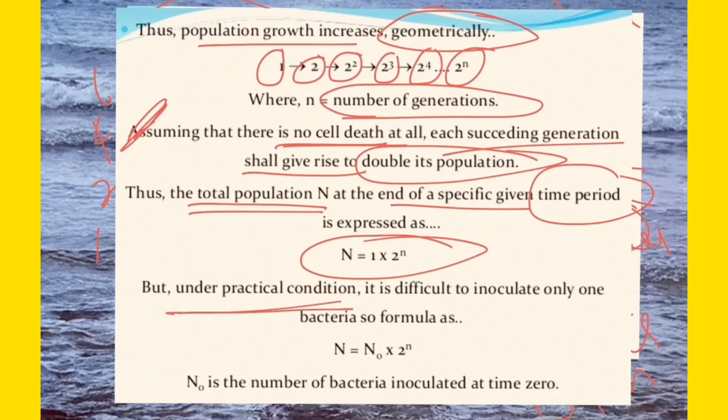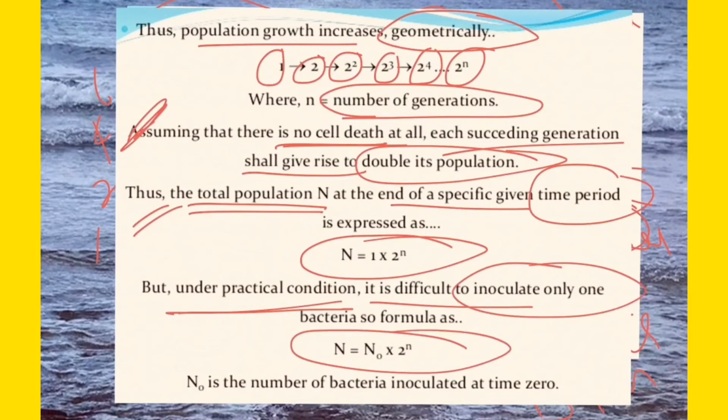But that is just an assumed condition; in practical conditions it is difficult to inoculate with just one cell. So the formula is N equals N0 multiplied by 2 to the power n. N0 is the number of bacteria at time 0, when no replication or binary fission is going on, for example one cell present, and n is the number of generations. For the third generation you multiply like this, for the fourth generation like this, and N is the final number of cells. This formula is very important for calculating bacterial growth.